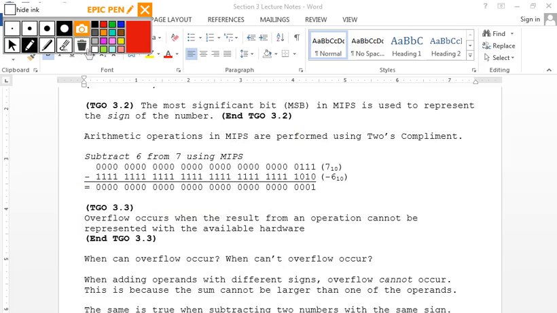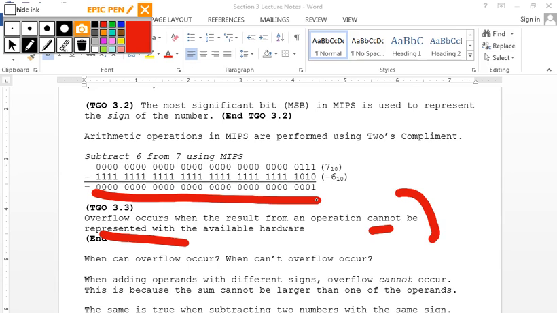The overflow is possible. Overflow occurs when the results of the operand cannot be represented with the available hardware. So talking about this 1 that carries over, because of the fact that it's 7 minus 6, that 1 is just kind of floating out there. But in the 32-bit value that we have, it's correct. And the reason why it's correct, coming back to the most significant bit, is that the most significant bit is 0. Since the most significant bit didn't change, the overflow didn't occur.